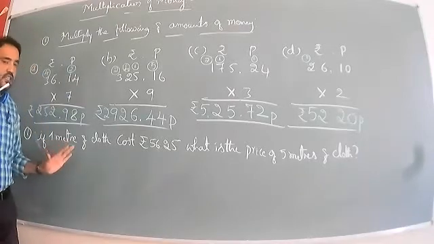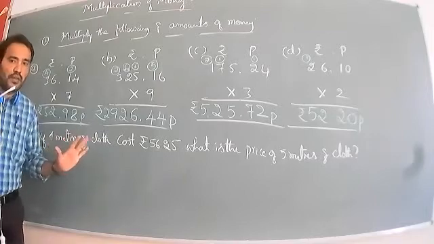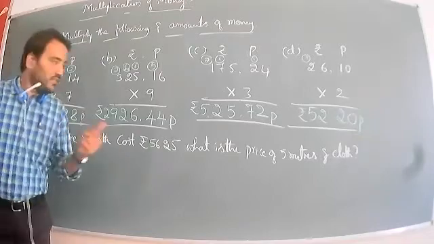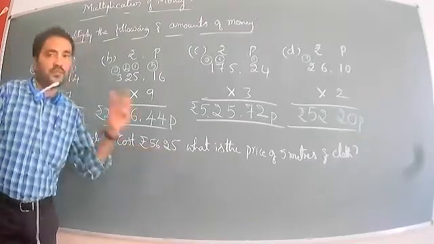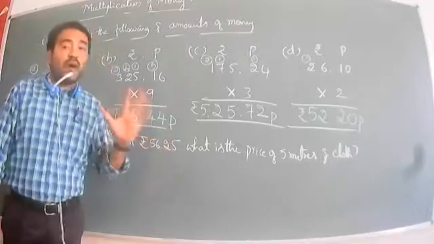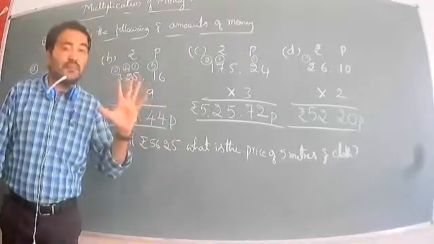So now we use the one-to-many concept here. If 1 meter of cloth costs 56 rupees 25 paisa, what is the price of 5 meters of cloth?